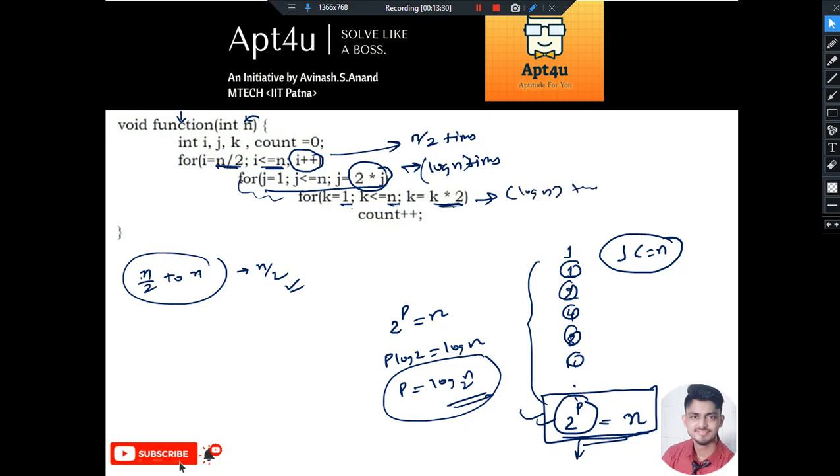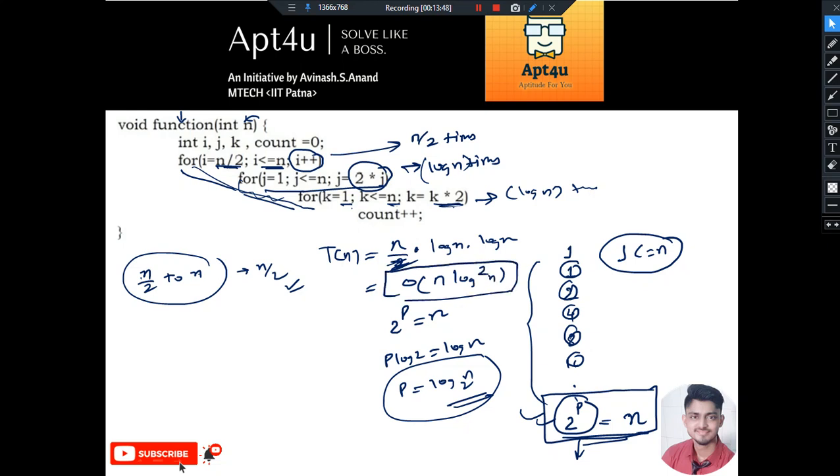What is the overall time complexity? Since it is a nested for loop, you can clearly see, the time complexity overall is n by 2 into log n into log n. You can ignore the constant term because it is 1 by 2. So you will have order of n log square n. Getting the point? I hope you understood how to find the time complexity in such scenarios.